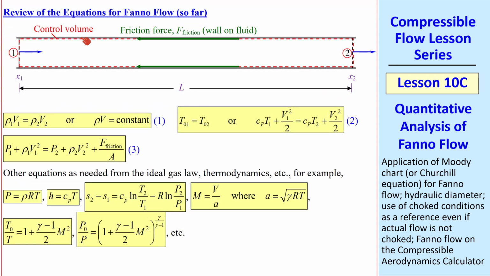Here's a quick review of the control volume setup for Fanno-flow through a pipe or duct, where we have this control volume from 1 to 2 with length L. And this is not to scale because this is typically a very long pipe. With friction force F friction to the left as sketched, it's the friction of the wall acting on the gas. And we have our conservation laws of mass, energy, and momentum. And we'll often need other equations like ideal gas law and thermodynamics equations, etc. I list some of them here.